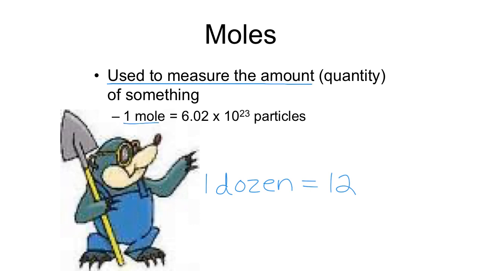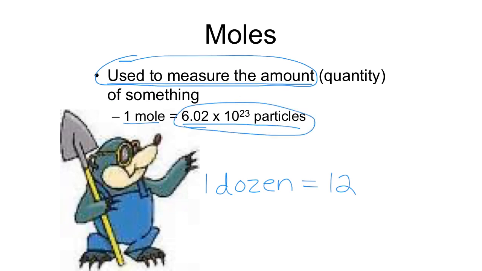1 mole of something, anything, means that you have 6.02 times 10 to the 23rd of them. So if we have a mole of water molecules, that is 6.02 times 10 to the 23rd water molecules. If you have a mole of oxygen gas, that means you have 6.02 times 10 to the 23rd molecules of oxygen gas. Like I said, we're going to do an entire unit on moles in a little bit. What you need to know right now is moles are used to measure the amount of something. And if you can start memorizing that number, 6.02 times 10 to the 23rd, that would be great.